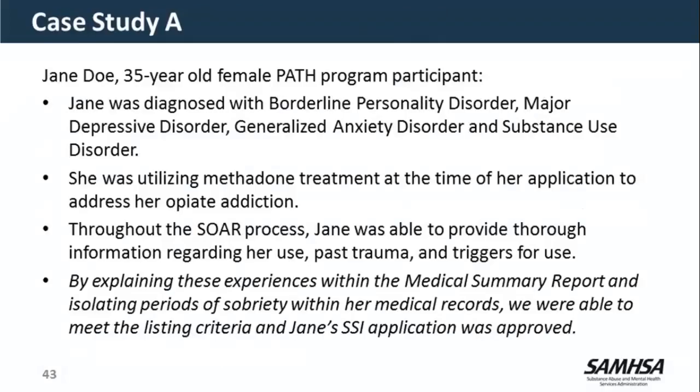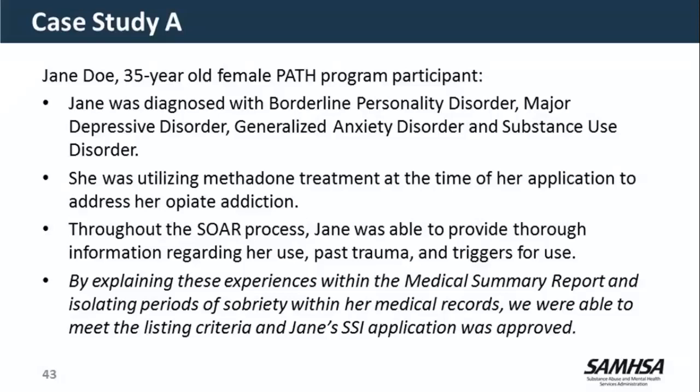So I have two case studies today that I want to talk about, and both of these individuals had co-occurring disorders. The first one, a 35-year-old female PATH program participant, Jane. Jane was diagnosed with borderline personality disorder, major depressive disorder, generalized anxiety disorder, and had a substance use disorder as well. She was utilizing methadone treatment at the time of her referral, and she was actually referred by her methadone treatment coordinator for SOAR.